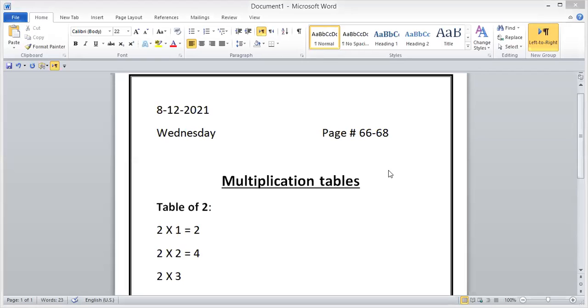2 times 3. Repeat from 1. 1 times 2 equals to 2 and 2 times 2 equals to 4. Okay.